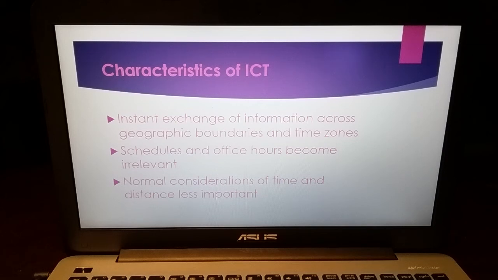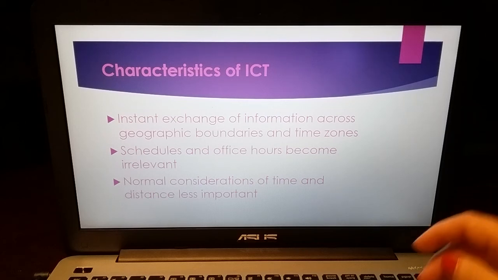You move out of this realm of office schedules, particularly if you're working with people who are on the other side of the globe, because they might be 12 hours ahead. In California it's 3 hours behind, or Europe is anywhere from 5 to 7 hours ahead. So anyway, that's how you know if it's some sort of ICT, information communication technology. You just need to be aware of that.